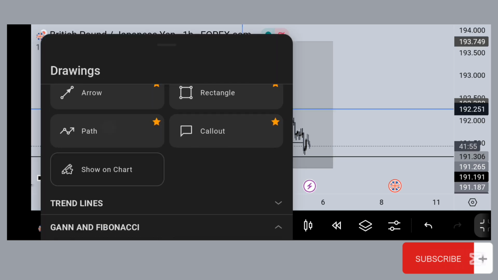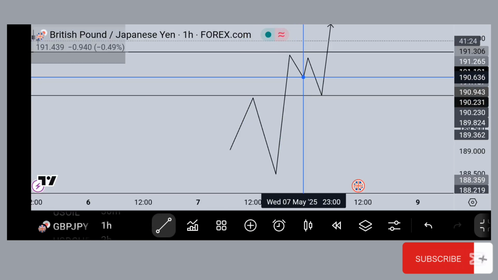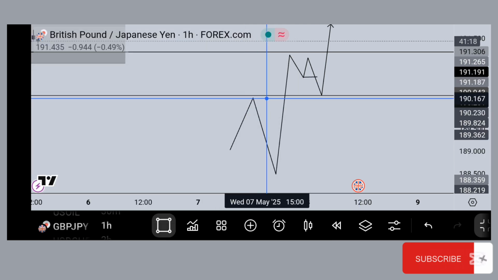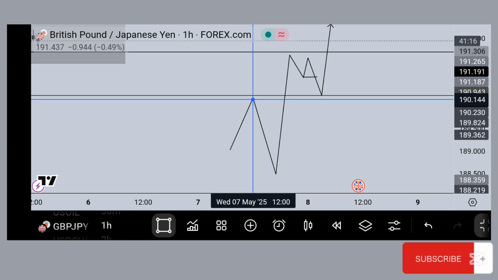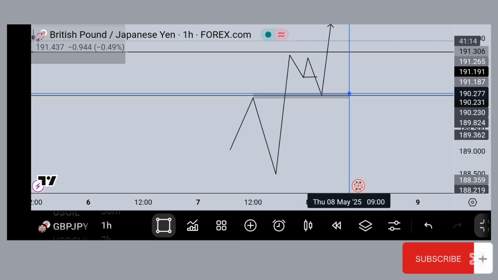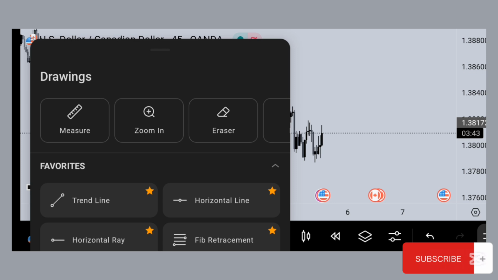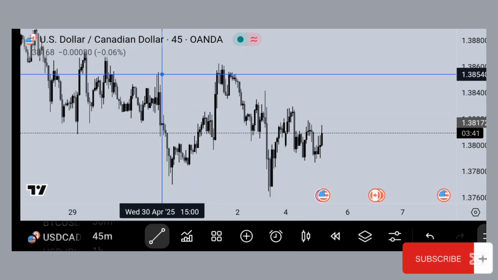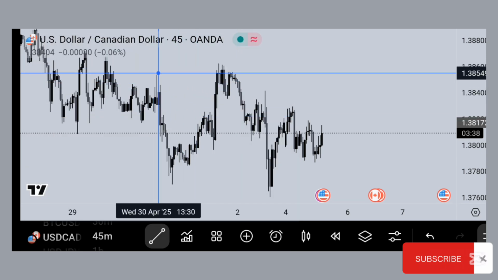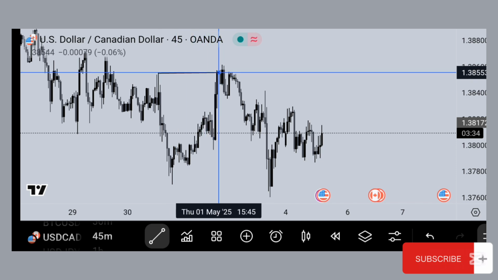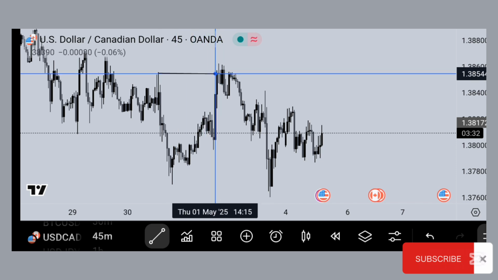The entry model is like this: the first pullback it makes is the inducement. Then at the failed order block, that's where you'll be taking your trade from. Okay, this is the trade I'll be taking for this week. At this point here, there was a liquidity sweep. Market took out this high, which is at our POI.